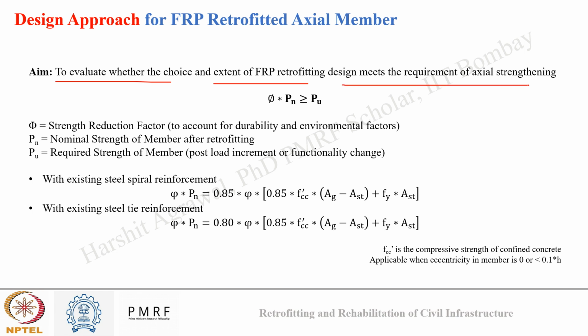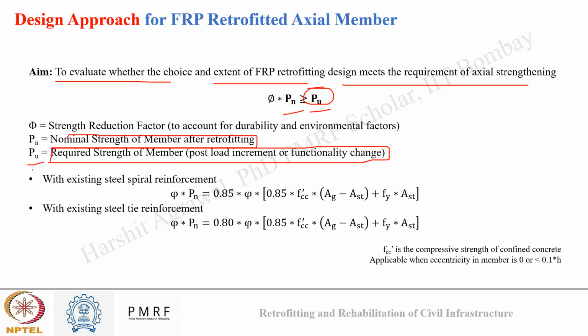Now, there is a basic rule of strengthening shown in this equation: the strength after retrofitting should be more than the required strength of the member. Here Pn is the nominal strength of the member after retrofitting, and Pu is the strength required of the member post load increment. After the increment of load, how much axial load the member needs to resist is denoted by Pu, and phi is the strength reduction factor.